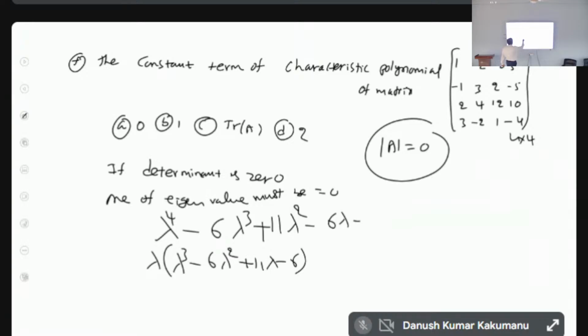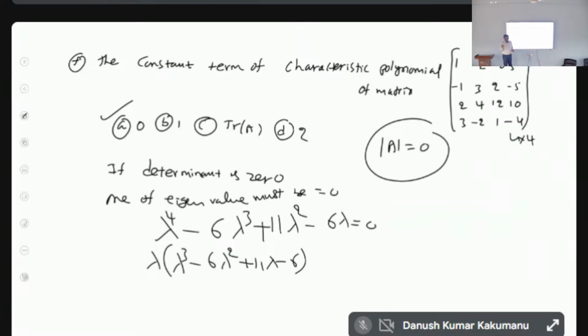What is the question asking? The constant term of the characteristic polynomial of the matrix. 0 is the answer. Constant term of the characteristic polynomial. You see here, if the equation is like this, then only you get the lambda common outside.